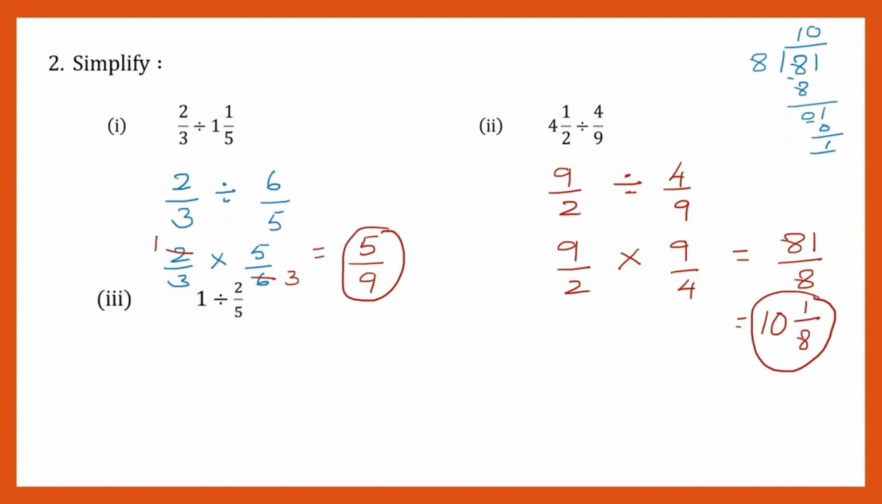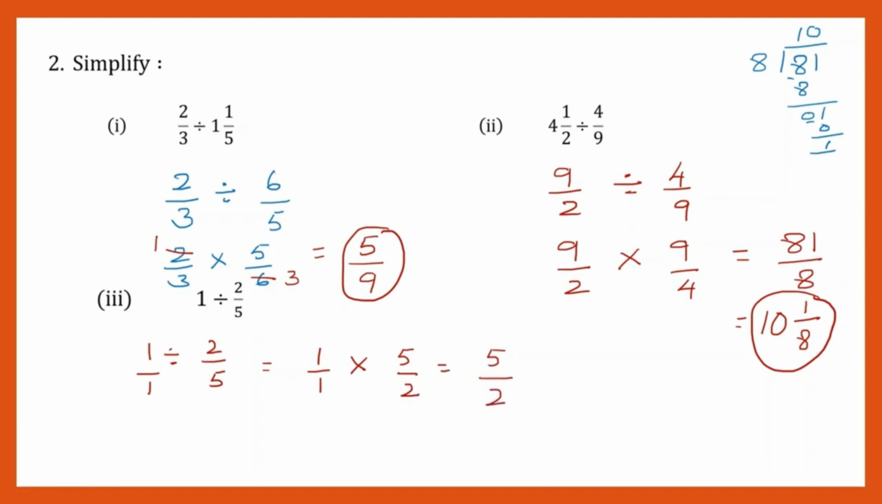Third sum, let's write down the question. 1 divided by 2 by 5. So 1 becomes 1 by 1. Then 1 by 1, division changes to multiplication. Write the reciprocal of the next fraction, it becomes 5 by 2. Then you continue, multiply the numerators. 1 fives are 5, the denominators 1 twos are 2.